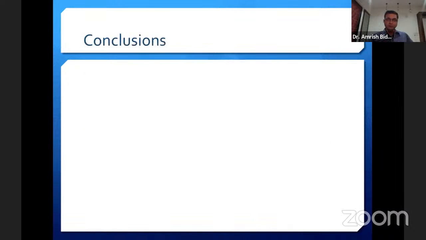So we are coming to the end of the talk. The conclusions are: avoid operating for cosmetic reasons. This is widely done in America, and some people in India are also doing it. But as you have seen, there are multiple things that can go wrong in these procedures.